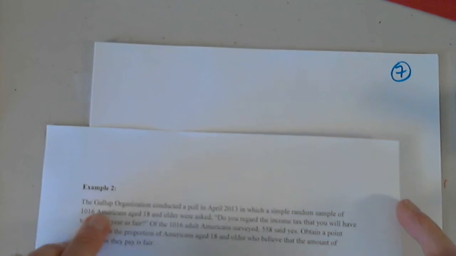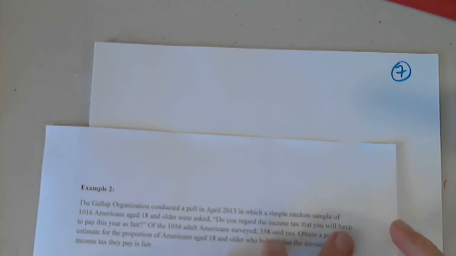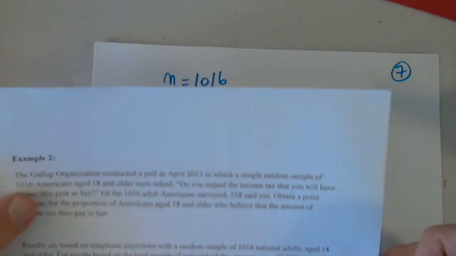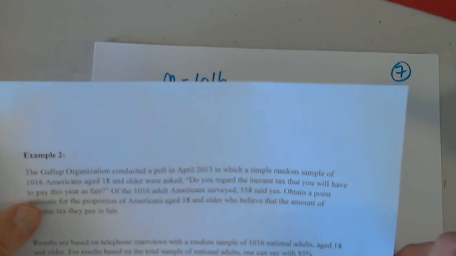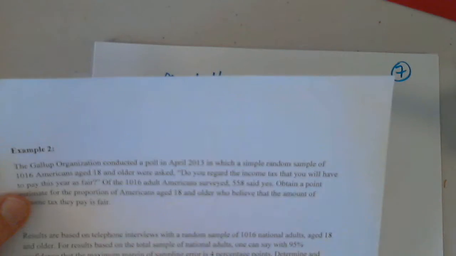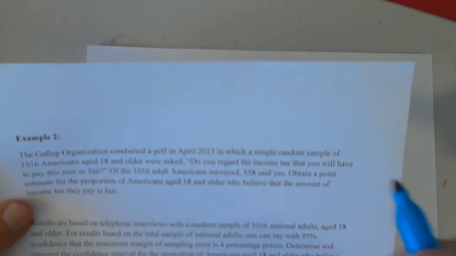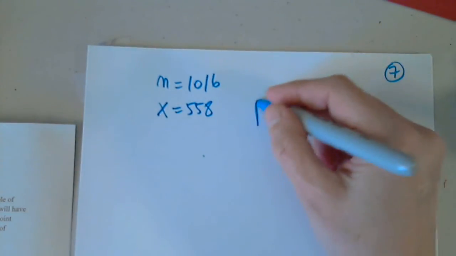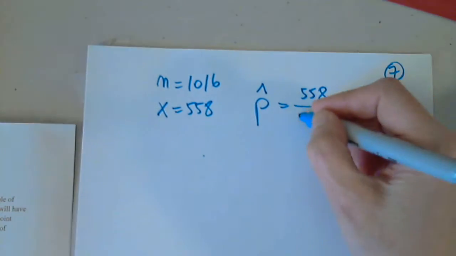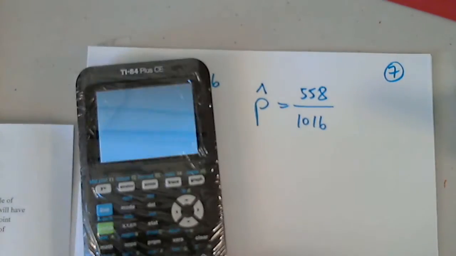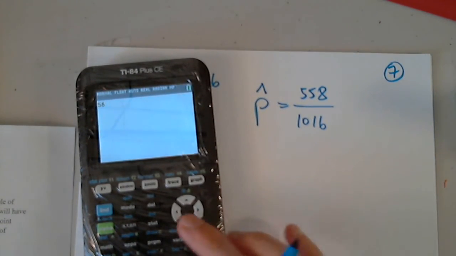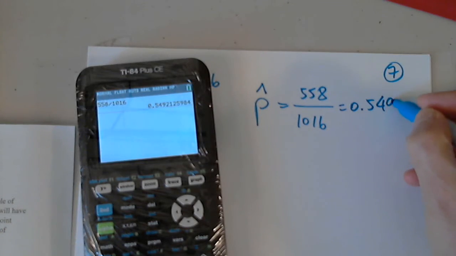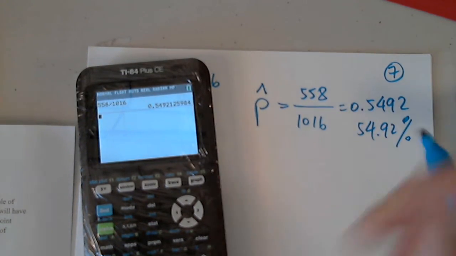Okay. So again, the Gallup organization conducted the poll with a simple random sample of n equals 1016, 1,016 Americans aged 18 and older, and they were asked, do you regard the income tax that you will have to pay this year as fair? Of these adults surveyed, 558 said yes. X equals 558. Immediately I have p hat, 558 over 1016. I can determine it if we are asked to, divided by 1016, and we get 0.5492 or 54.92%.